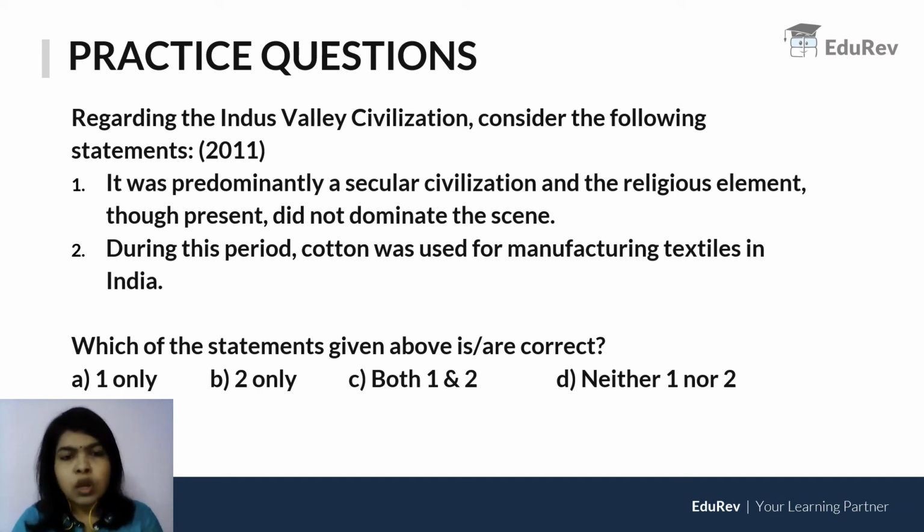Of course, that's true, because though it was present, the Harappan people were not mainly focusing upon the religious elements. So that's perfectly correct. It did not dominate the scene. Look at how the words have been used here. During this period, cotton was used for manufacturing textile in India. That's also true. Cotton was actually used very much. So here the correct answer is C, both 1 and 2. Such kind of questions we'll also be seeing along with the lectures.